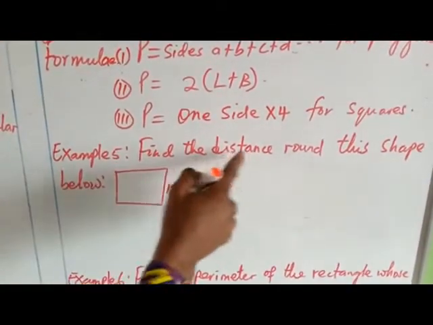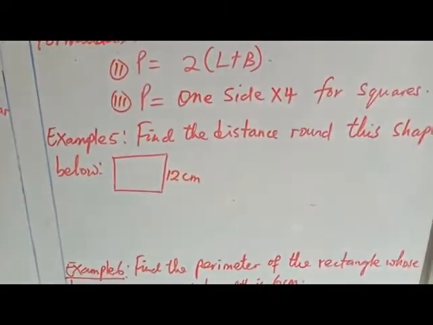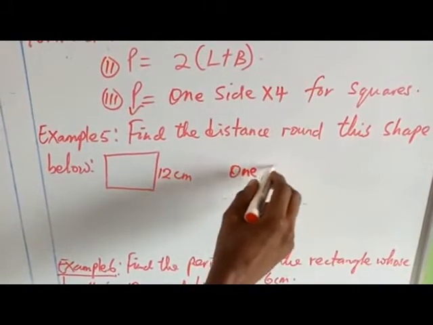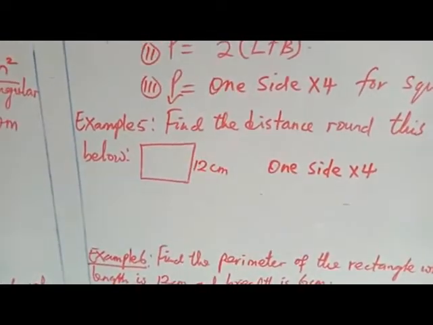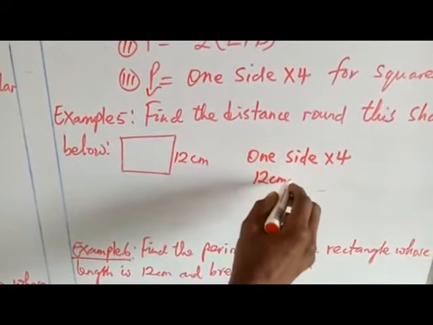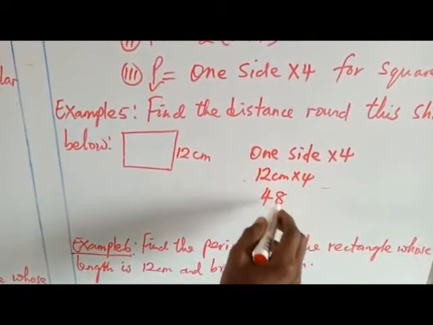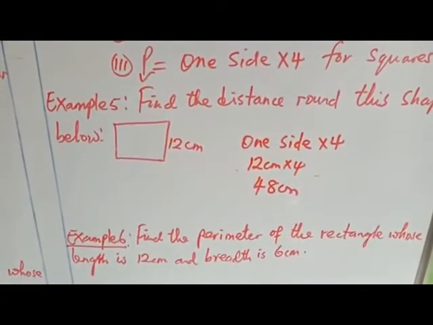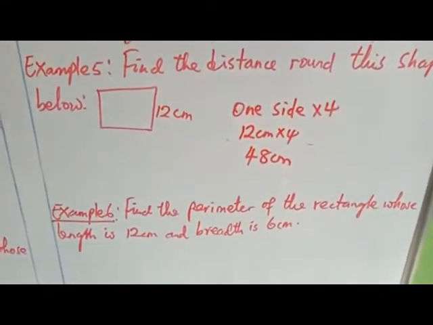Example 5 says, find the distance around this shape. This is the given shape now. Okay, let's look at this shape. This shape is a square, so I will use the number 3 formula. We say 1 side times 4. Remember I told you that a square has all the sides equal. So since one side is given, all the other sides are the same. So this one side is 12 centimeters times 4. When you multiply this, 4 times 2 is 8, 4 times 1 is 4, so you have 48 centimeters. The unit of perimeter is centimeter; we don't put centimeter square. So the perimeter of this shape is 48 centimeters.